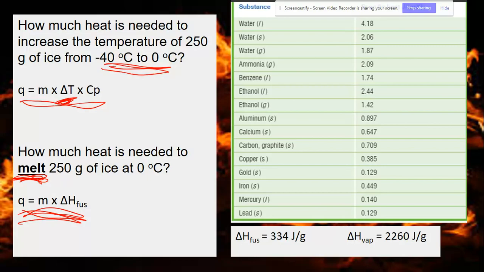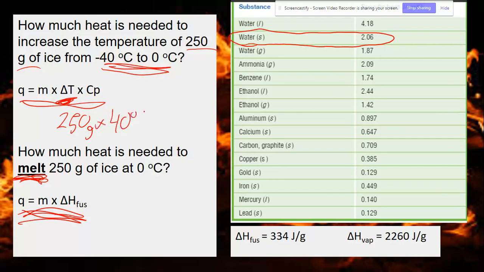So for this first one, ice is solid water. So you're going to want to use this specific heat. You want the mass that's given in the equation, 250 grams, and the delta T would be the minus 40 to 0. So you would say that is 250 grams times 40 degrees Celsius, which is the difference from minus 40 to 0. And the specific heat is 2.06 joules over grams degrees Celsius. And that's why those cancel, and you're left with joules.